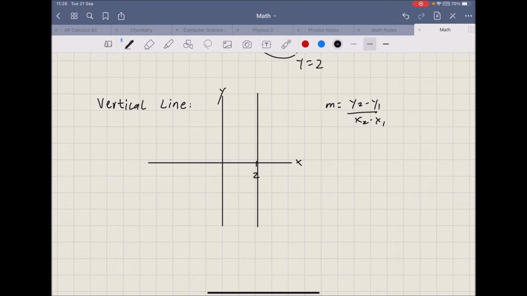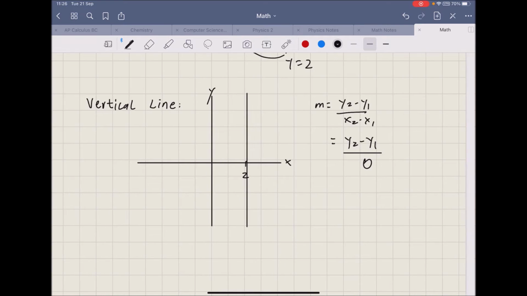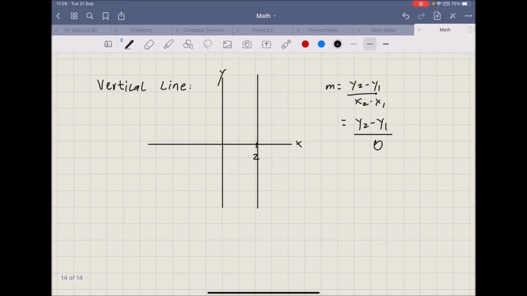Notice the y value changes, right? But the x value stays on 2. So you will write it as m equals y2 minus y1, but the denominator is 2 minus 2, which is 0. And as we know, if the denominator of a fraction is 0, then it does not have an answer. So the slope is basically undefined for a vertical line.